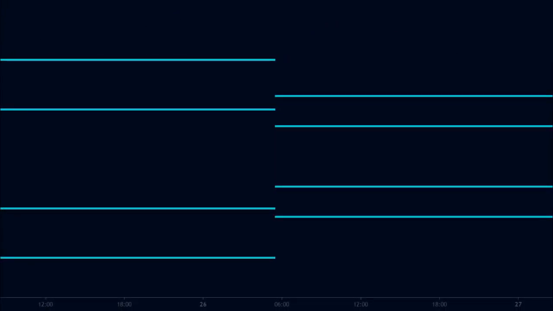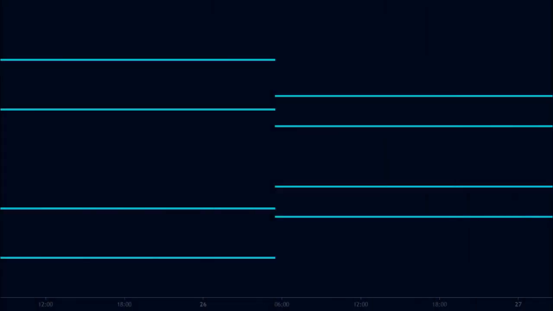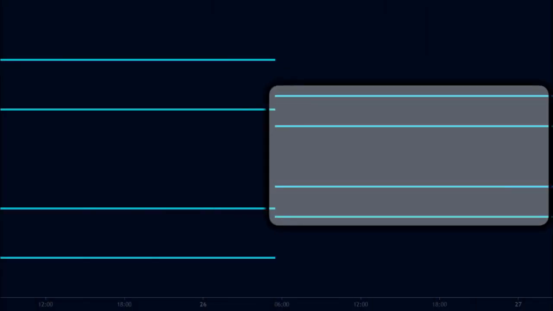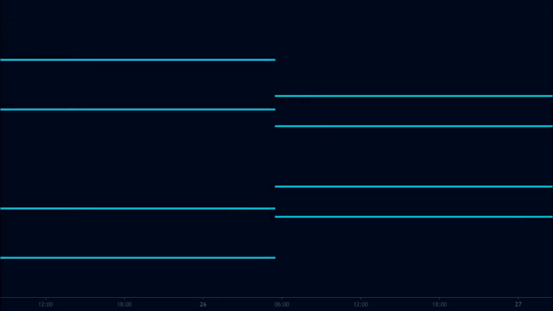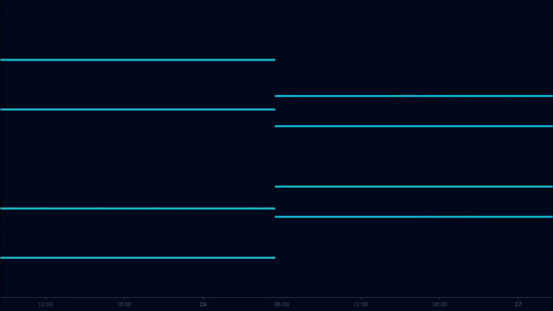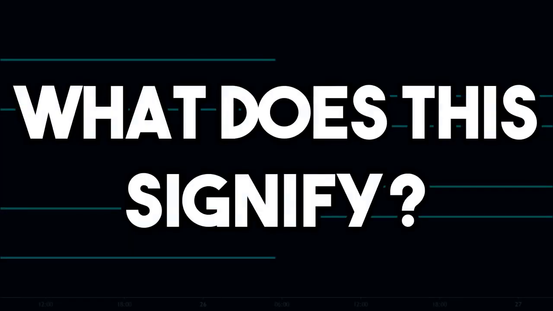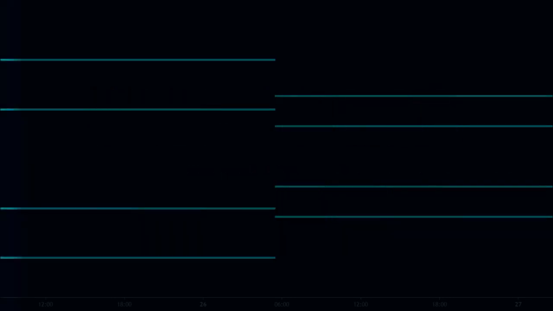The one and only rule of our trade setup is that we want the current R4 and S4 to be within the range of the previous day's R4 and S4. Here, these are the current day's Camarilla pivots, and these are the previous day's Camarilla pivots. As you can see, the current day's Camarilla pivots are completely inside the previous day's R4 and S4. So, what does this signify? This signifies that the price is in a sideways range.